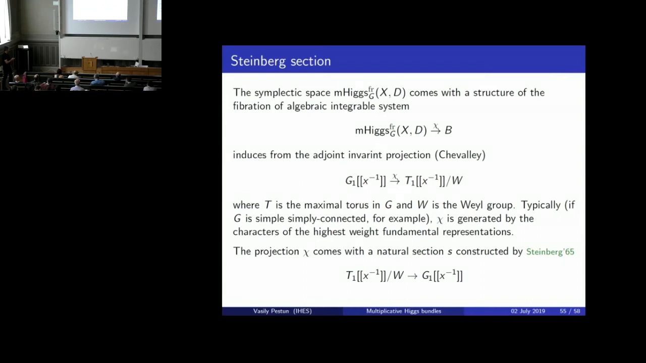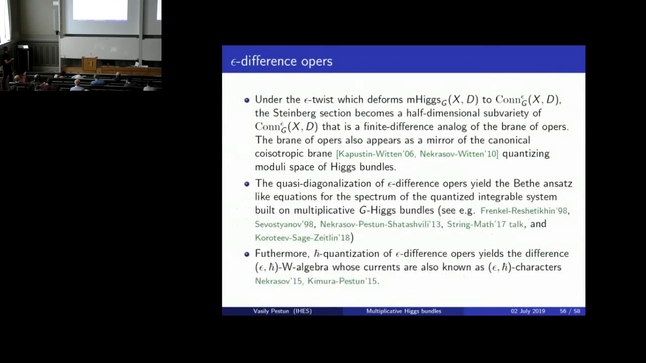And what comes after the epsilon twist is the so-called space of q-opers. That's the final point that I want to show, how it connects to other research. First of all, this is the brane of opers. It appears as a mirror of the canonical coisotropic brane in the classical work for the additive Hitchin systems.